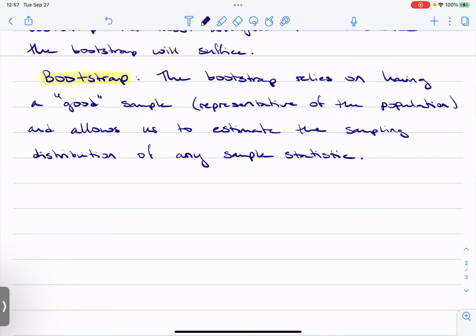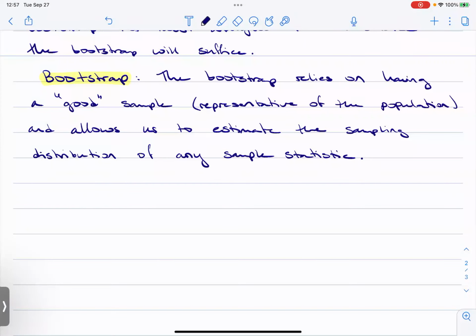So how does the bootstrap work? I've got one sample, that's all I need. I've collected a random sample of sales from a store, let's say. And now I want to know the probability that I sell more than $500 on average, something like that. As soon as I want to find probabilities, I need this sampling distribution.